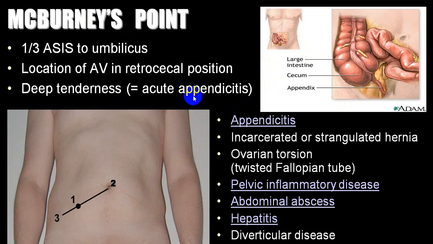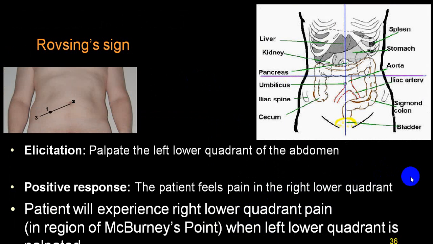Once in a while, at McBurney's point, apart from acute appendicitis, you can have pain because of pelvic inflammatory disease, abdominal abscess, ovarian torsion or twisted fallopian tubes, very rarely an incarcerated or strangulated hernia, or Meckel's diverticulum, which can be tender if it is inflamed. So in all these conditions, you can sometimes have tenderness in the right iliac fossa at McBurney's point. Do keep it in mind.